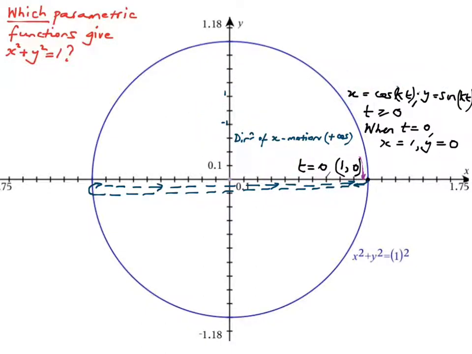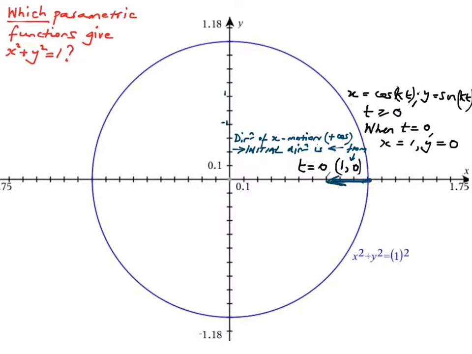I'm rubbing all that out again because we're going to do y now. But first, the direction of x motion: the initial direction is away to the left from that point where x is 1 and y is 0. It's going that away, moving towards the origin. Do you see that? Okay, good. Now we're going to do the y bit.